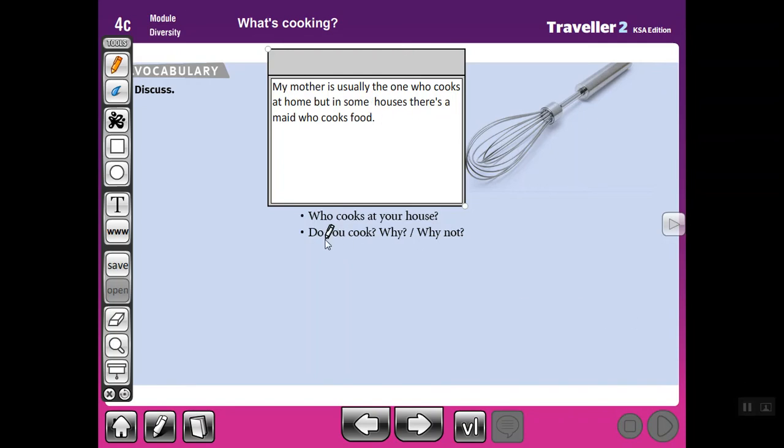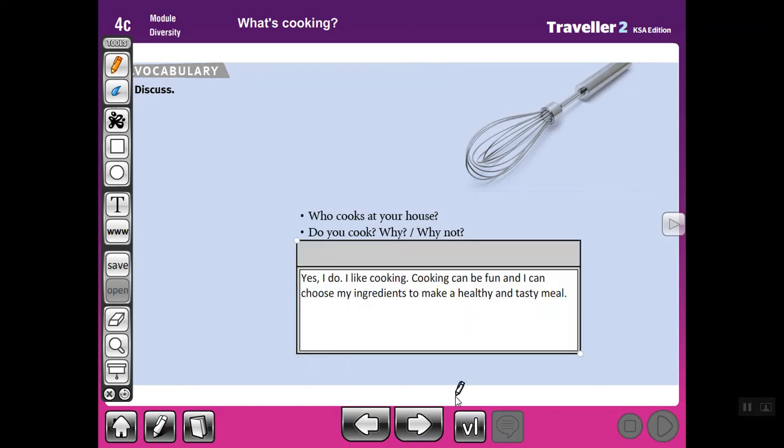Question number two, do you cook? If you like cooking, why? Why do you like cooking? If you don't cook and don't like cooking, why not? Okay, let's listen to your answers. Do you like cooking? Why? If you don't like cooking, why not? Okay, I'm waiting for your answers.